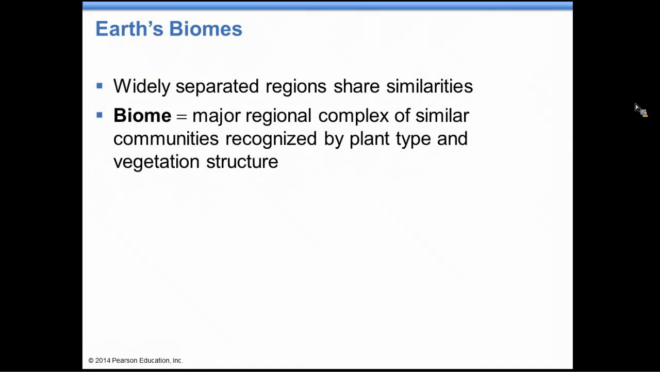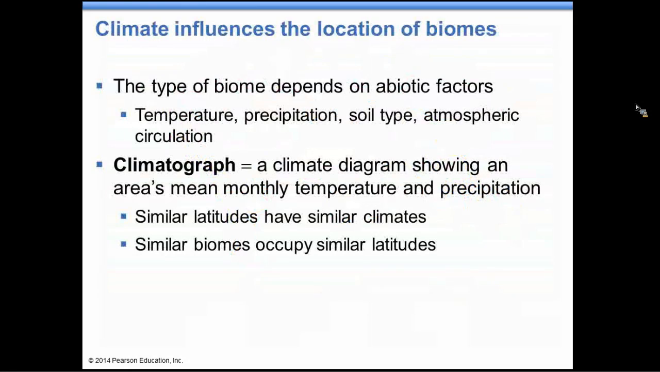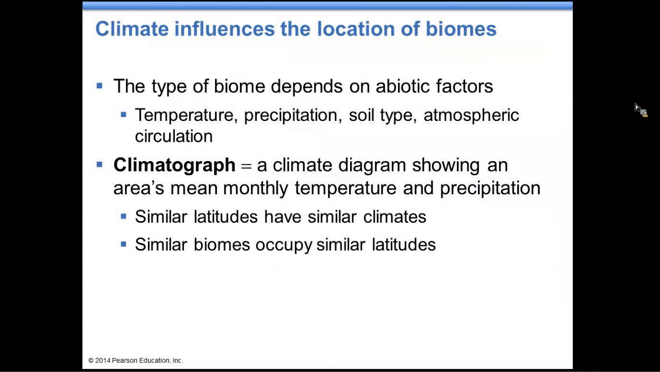So a biome is a major regional complex of similar communities. It's a large-scale ecological unit, and it's recognized primarily by its dominant plant type and vegetation structure. And here's a photo of all the major biomes on the planet. And what you might notice is, even if they're on separate continents, you can see temperate grassland occurs in North America and in Europe and Asia. These climates and biomes usually occur near the same latitude, and we'll probably talk about it in a bit. So climate influences the location of biomes.